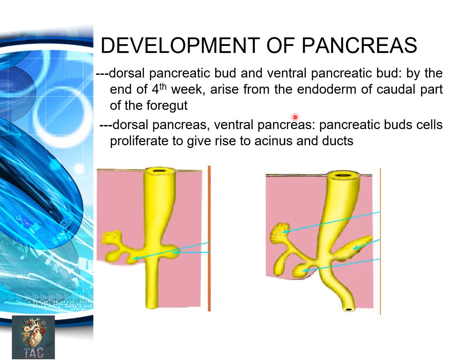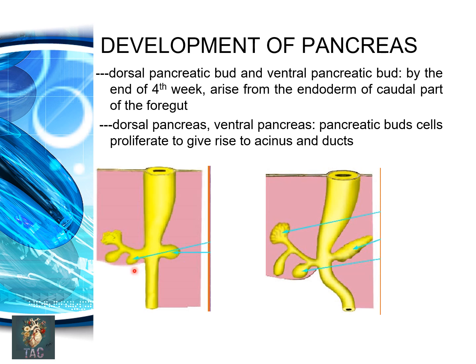Now we will discuss the development of the pancreas. Basically, the pancreas appears as two buds. One is the ventral pancreatic bud and the other is the dorsal pancreatic bud in the 4th week of development, and both of these arise from the caudal part of the foregut.